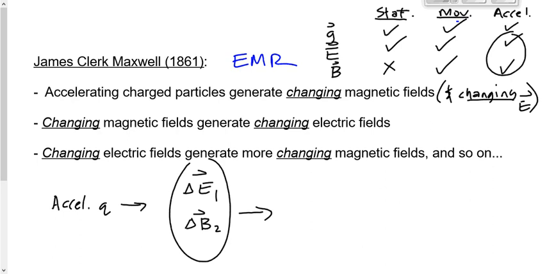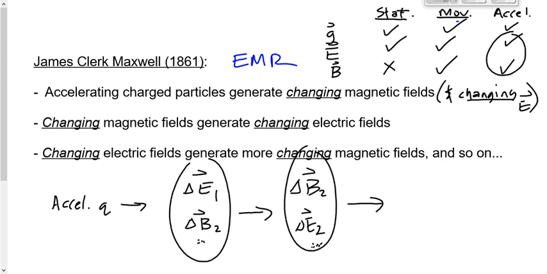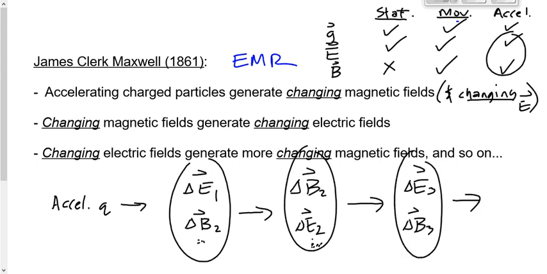Now, this changing electric and changing magnetic field will generate this. See what I've done there? Changing electric field, number 1, generated a changing magnetic field. And a changing magnetic field generated a changing electric field. Changing magnetic field number 2 generates a changing electric field. And changing electric field number 2 generates a changing magnetic field. This is what EMR is.